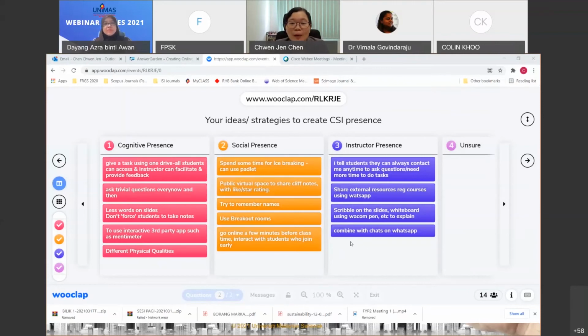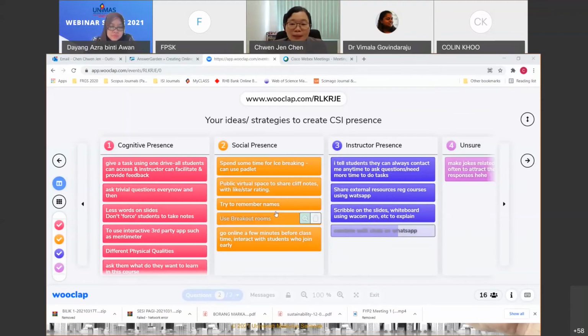Public virtual space to share cliff notes, like with likes or star rating. I think that is also a way to show that there is a space where people can interact, even things beyond the courses sometimes. If we allow that, that is fine as well. Try to remember names. Yes, this is very good. I do not know how you actually do it. If you want to share, just turn on your mic and talk about that.